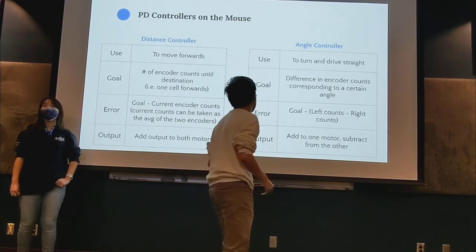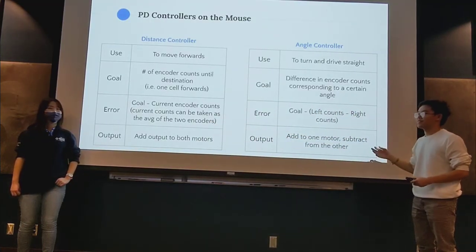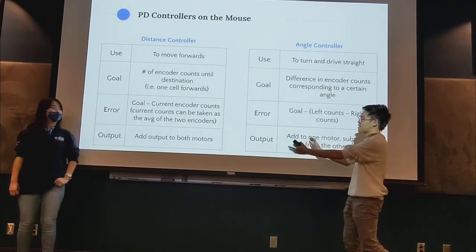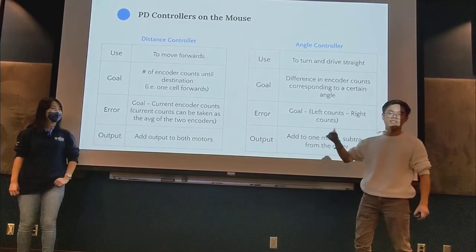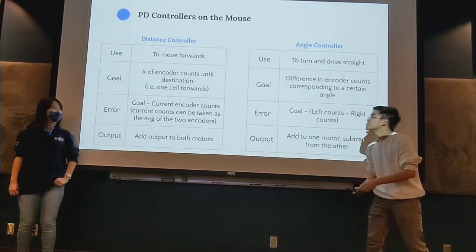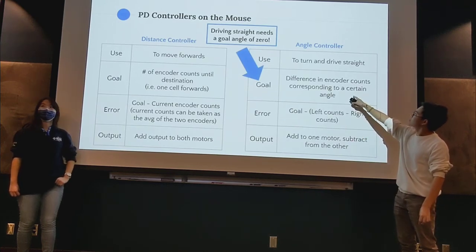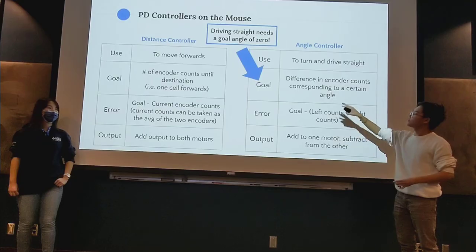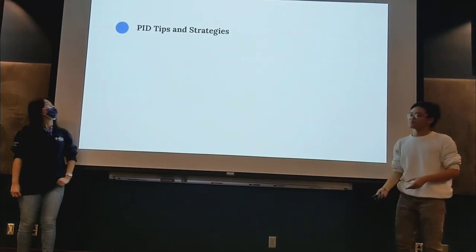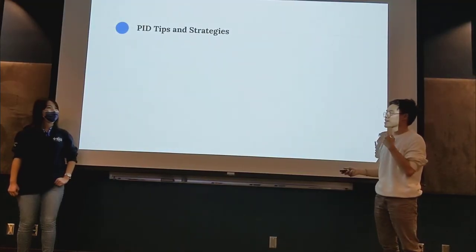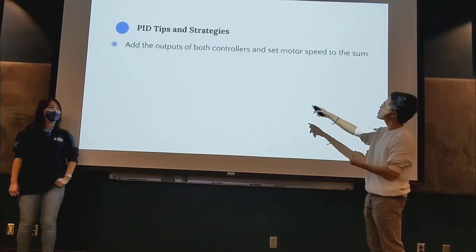Okay, cool. Just remember we're going to have both these controllers running at the same time, and if we add both these outputs together, we'll get our desired speed for the left motor and the right motor that we can directly tell the motors to spin at. This is just us reiterating that if we want to drive forward, we run our angle controller with the goal distance of 0. Now, here are some tips and strategies for when you're actually doing the assignments and setting up the controllers.